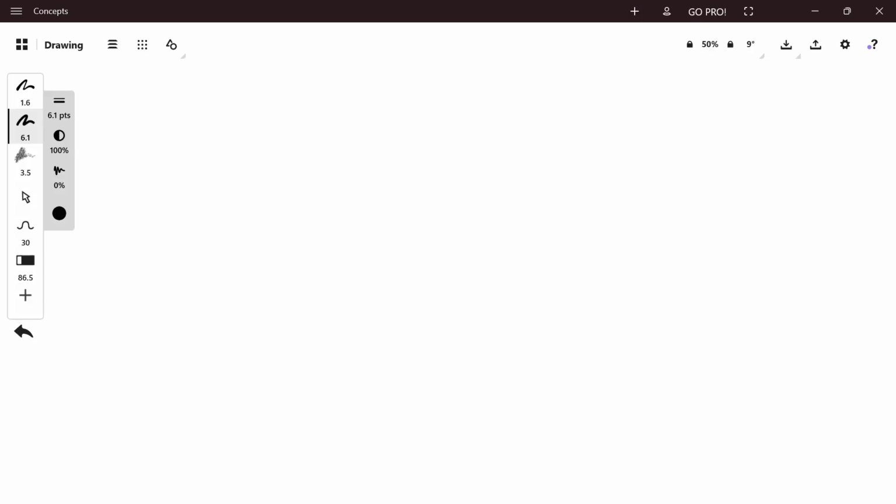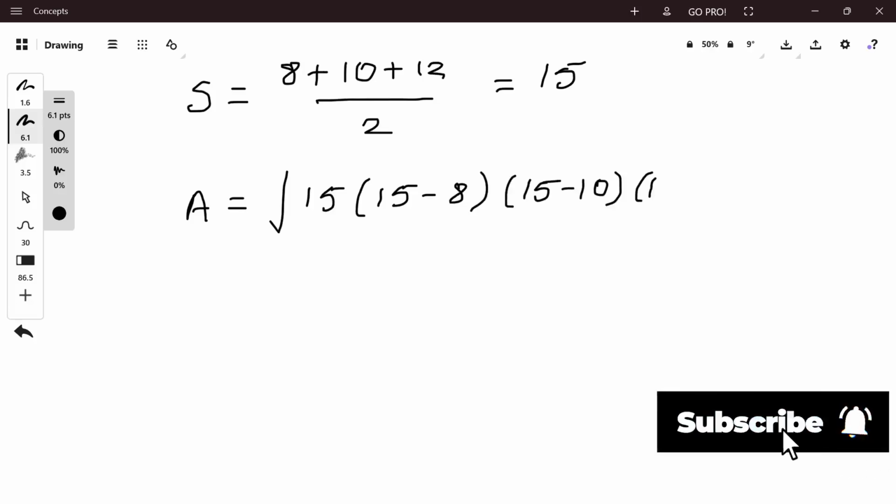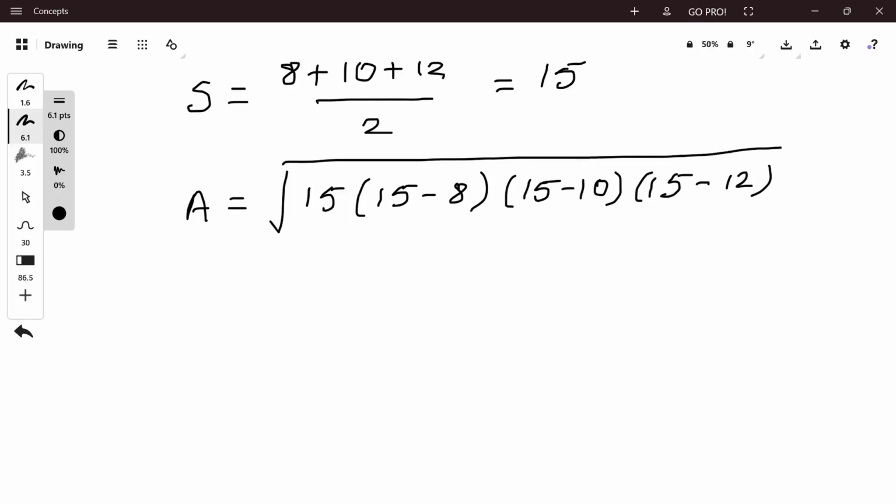First, calculate the semiperimeter S, that is equal to A plus B plus C upon 2, that is equal to 15. Applying Heron's formula, that is area is equal to root S into S minus A into S minus B into S minus C, that is equal to 15 root 7.